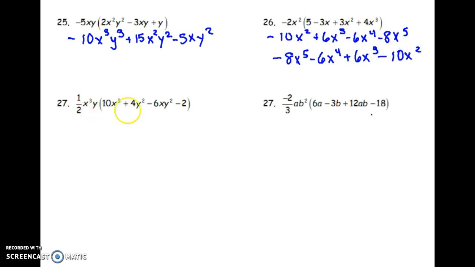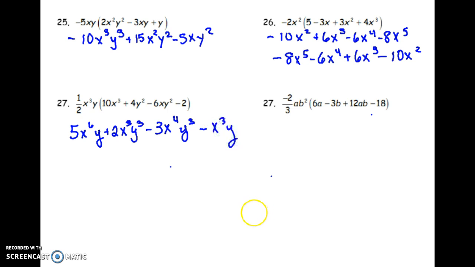Even with fractions, 1/2 times 10, you're just multiplying the coefficients. 1/2 times 10 is 5: 5x to the sixth y, plus 2x to the third y to the third. 1/2 times negative 6 is negative 3. Our x would be to the fourth, and our y would be to the third. And then negative 2 times 1/2 is negative 1, so we'd end up with negative x to the third y.